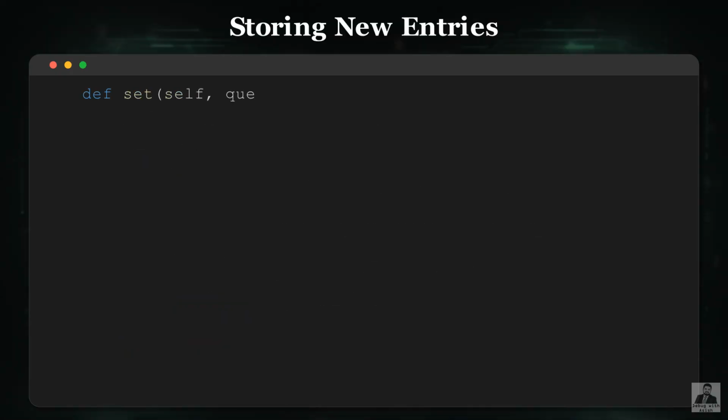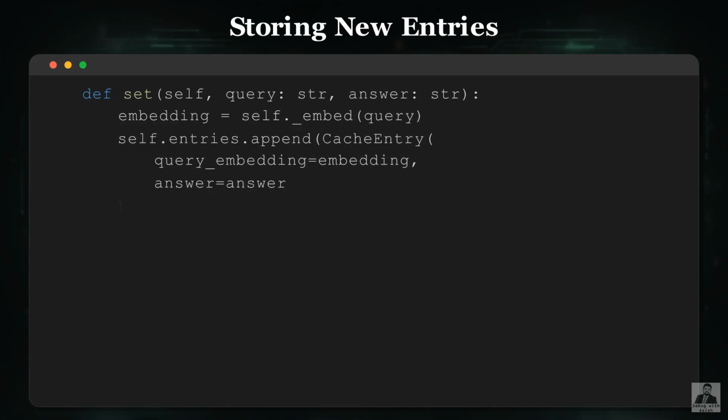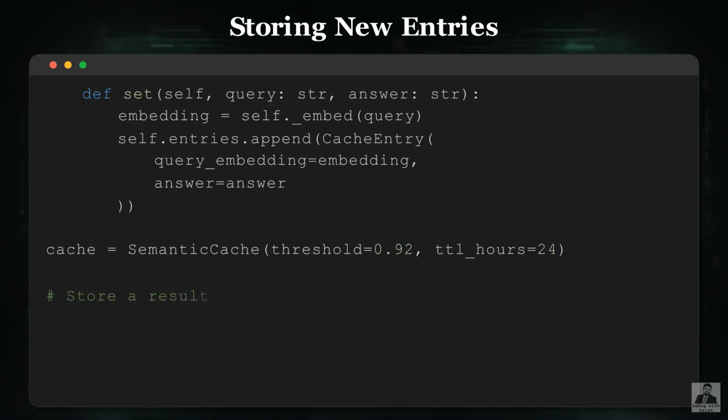The set method is simple. It embeds the query and appends a new cache entry. The created_at timestamp is set automatically by the data class default factory. Note that we only call set after the full pipeline has run and the answer has passed the hallucination guard. We never store an answer that the system could not verify, because a cached hallucination would be served to every future user who asks a similar question.